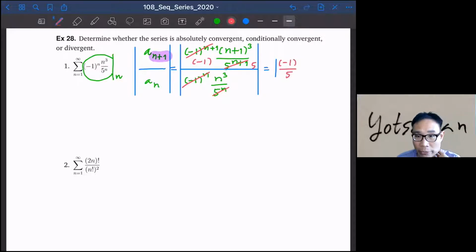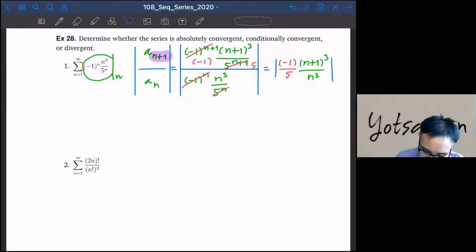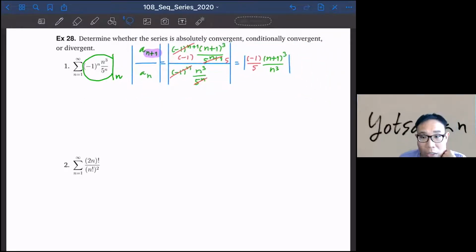So you see the red color, and you have the green one, which is n plus 1 to the third over n to the third. So this is how we have the absolute value of a_(n+1) over a_n ready to compute the limit. Let me resize this a little bit. After we have this, we're going to compute the limit. So you see that this can be simplified further.